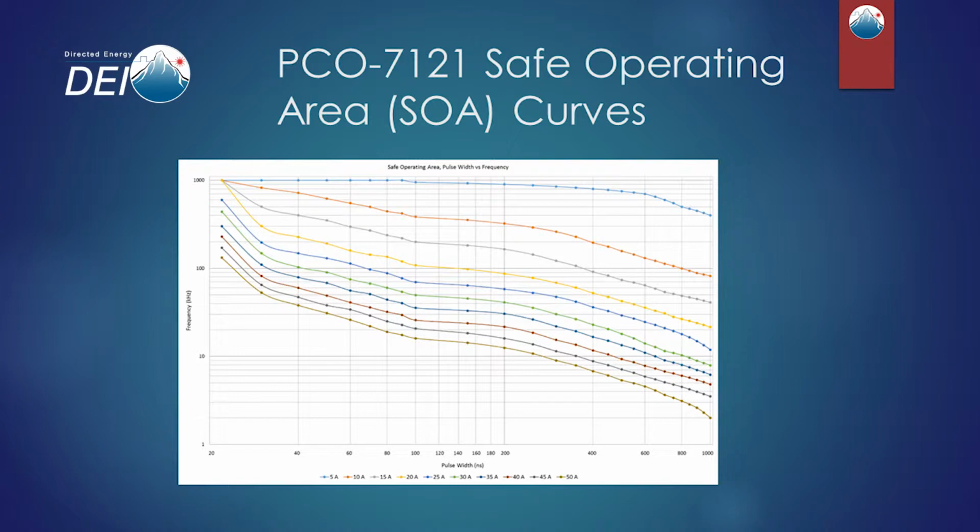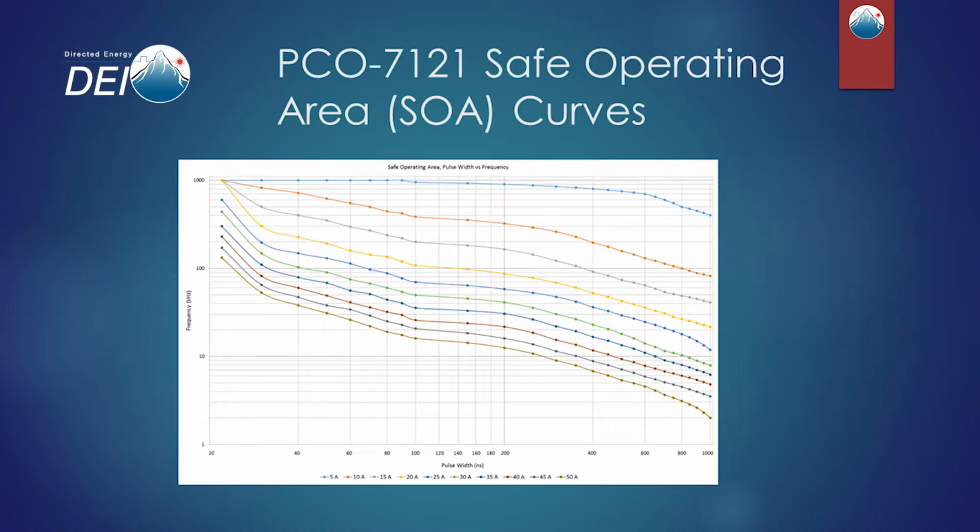Let's take a couple of rather obvious examples. First of all, the uppermost blue line represents an output current of 5 amps. And you'll see that the line is basically horizontal. So if we pick a pulse width of, say, 200 nanoseconds, that takes us to the very top of the curve. And as we can see, we're allowed a frequency of 1 megahertz, no problem.